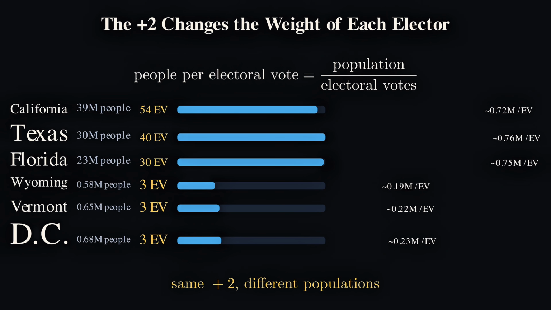That doesn't mean the math is broken, it just means that this system was designed to balance population and state representation at the same time. And whether you think that's a good idea or a bad one is a completely separate conversation. But mathematically, that's exactly what the Electoral College is doing.